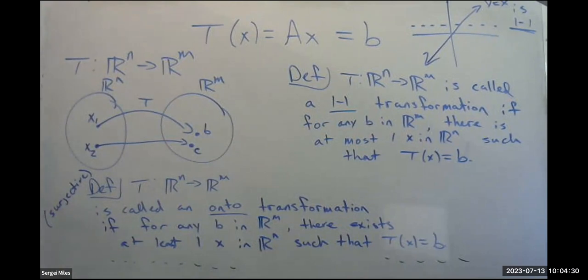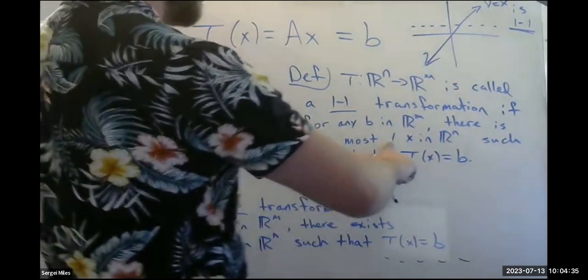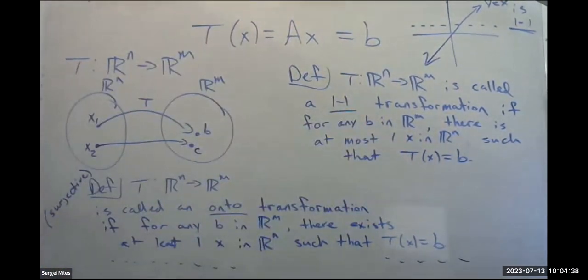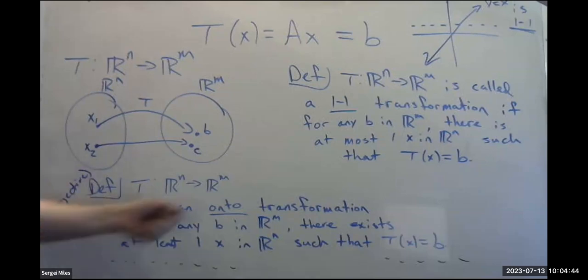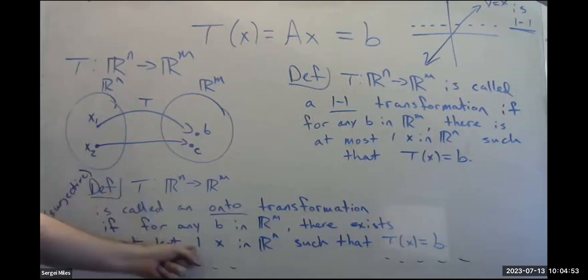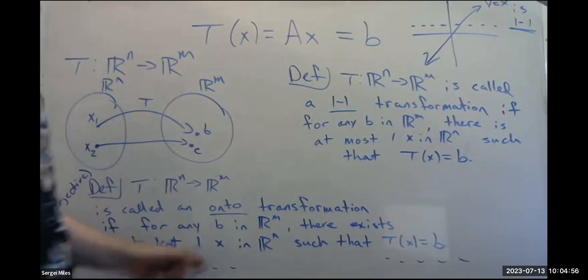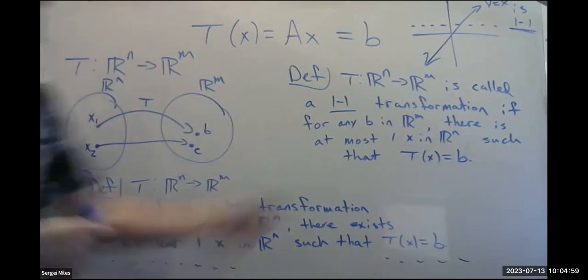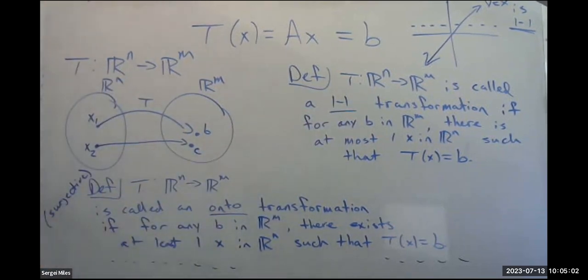So one-to-one does not necessarily imply onto, because it could be possible that for one of these b's there's no solution. And for a similar reason, onto does not imply one-to-one. I could have a b with infinitely many solutions, in which case a bunch of different x's go to the same place, and that would break one-to-one. So onto and one-to-one are really separate properties. One does not imply the other.